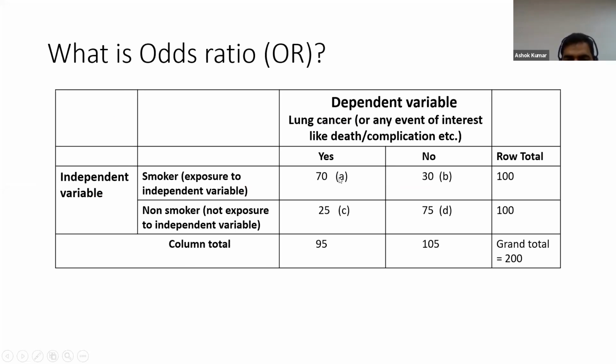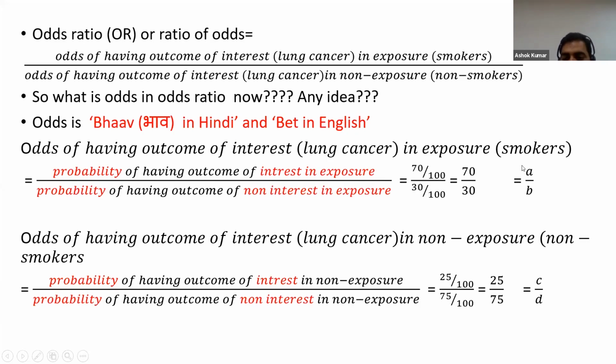So this 70 is from the A cell. So I have given A cell divided by B cell. So you can see here A divided by B. Now the odds of having the outcome of interest, lung cancer, in non-exposure. From here I have taken the odds of having the outcome of interest in non-exposure, or non-smokers.